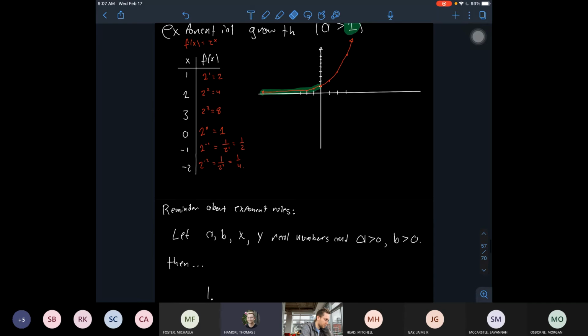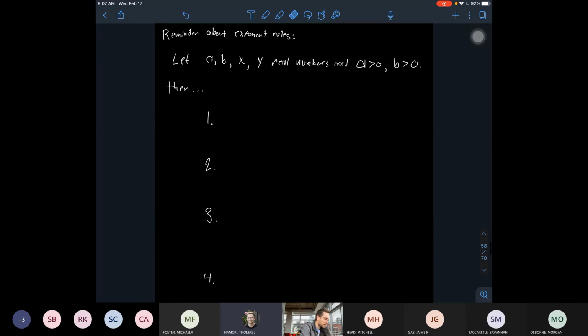so let's move on. I want to remind you guys really quickly about some exponent rules here. Let's see, what are they? We've already learned these, so I'm going to go through pretty quick. If we have a to the x times a to the y, we should add the powers. If we have a to the x to the y, then we multiply the powers.